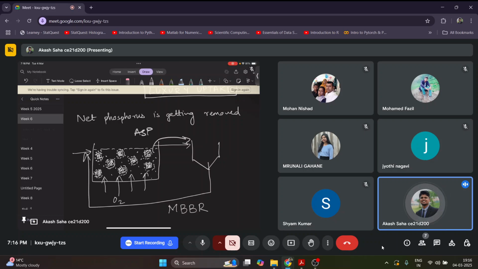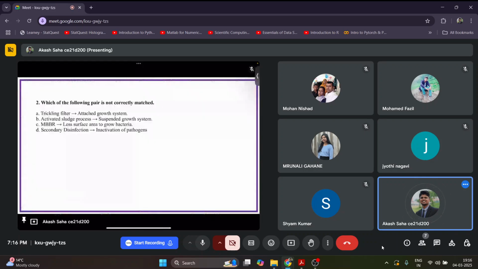So that's what happens in an MBBR. This is a moving bed biofilm reactor. The bed, or the bacterial biomass, is moving in this reactor, right? So the correct answer is MBBR increases the surface area rather than decreasing the surface area.